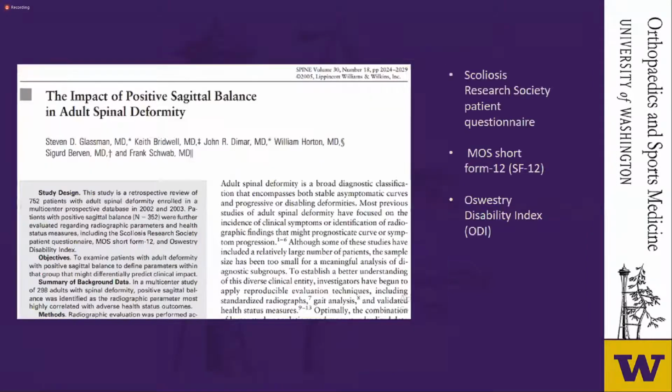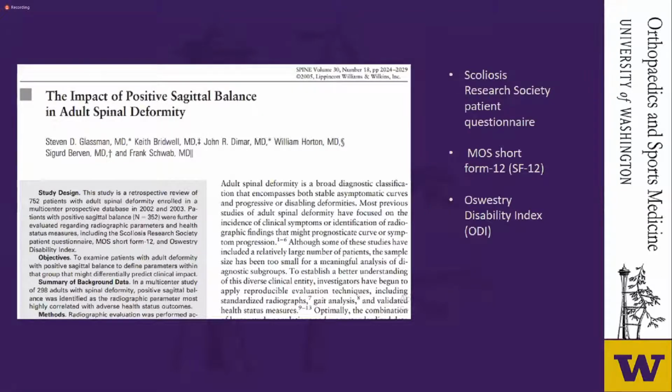Then I have two studies that I'd like to go through that show the importance of sagittal balance. This first one that I have is published by Dr. Glassman in 2005. The goal of the study was to define parameters that might affect clinical impact. They looked at about 352 patients with adult spinal deformity and positive sagittal balance, with their main variables being radiographic parameters and health status measures as measured by SRS, SF12, and ODI questionnaires.